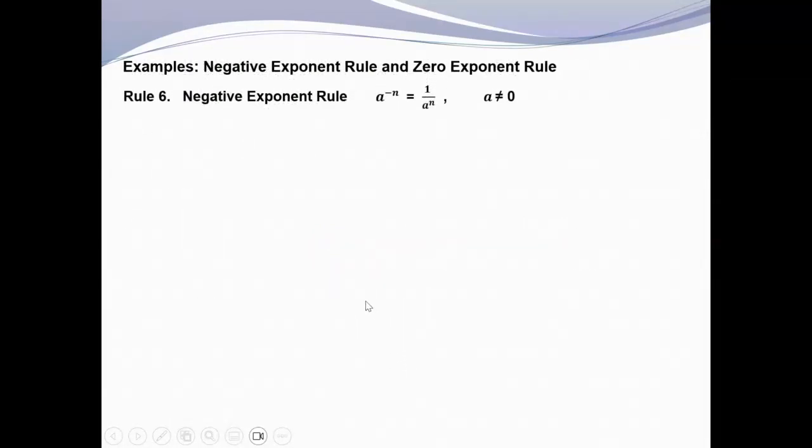Now comes the negative exponent rule. If you have a to the negative n, you put 1 under a to the n, and the exponent becomes positive. Example, by applying the rule, this will give us 1 over x to the 5th power. 3 to the negative 2 will give us 1 over 3 squared, which will give us 1 over 9.